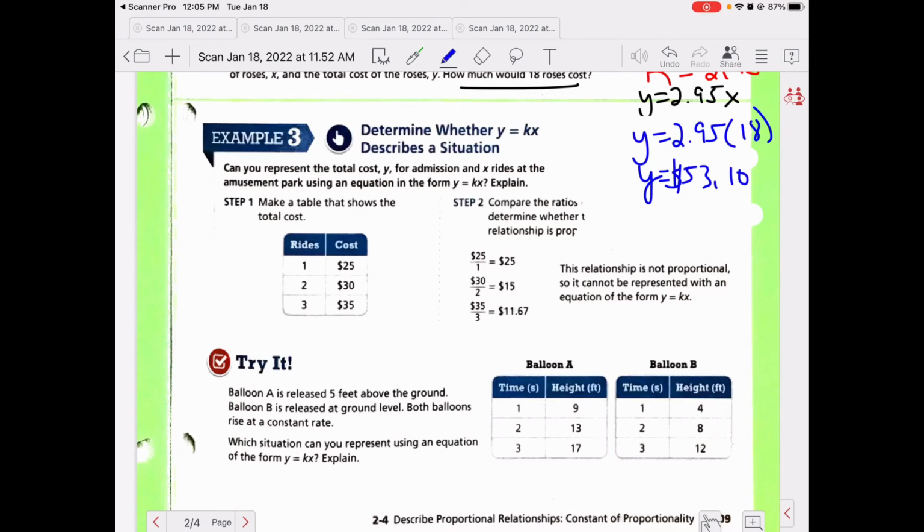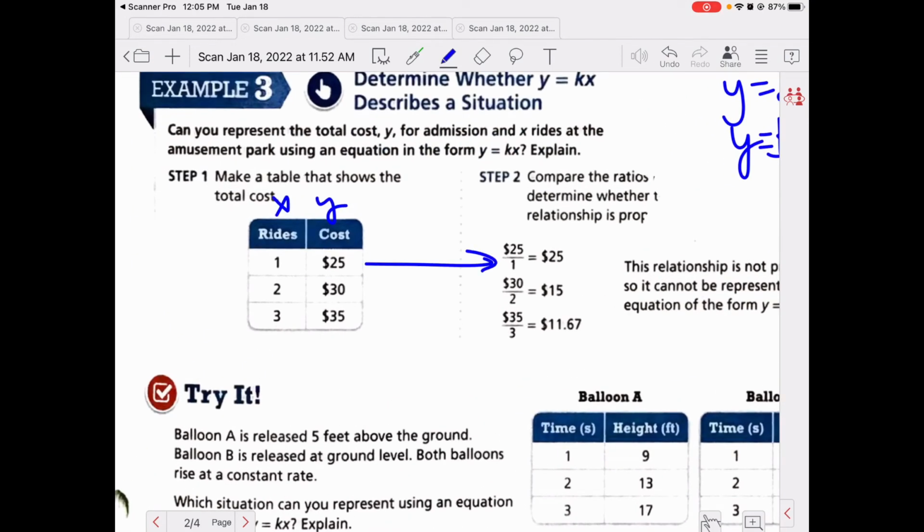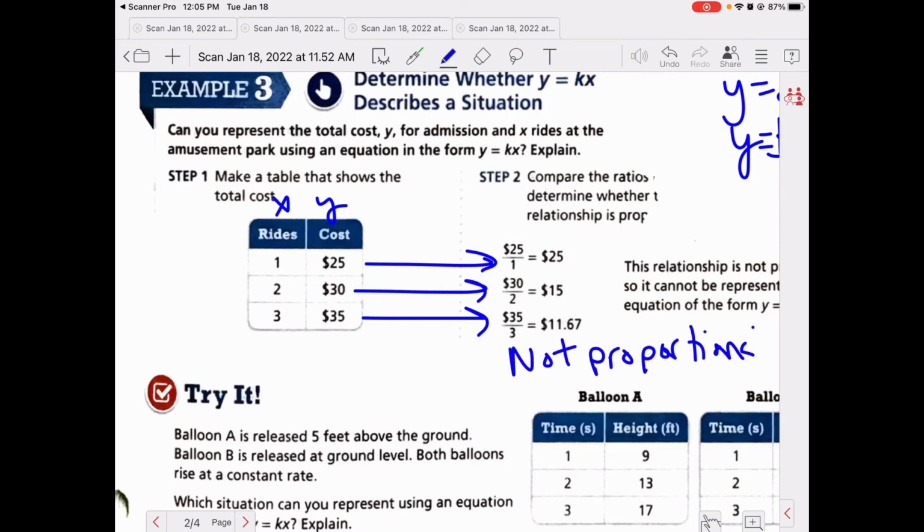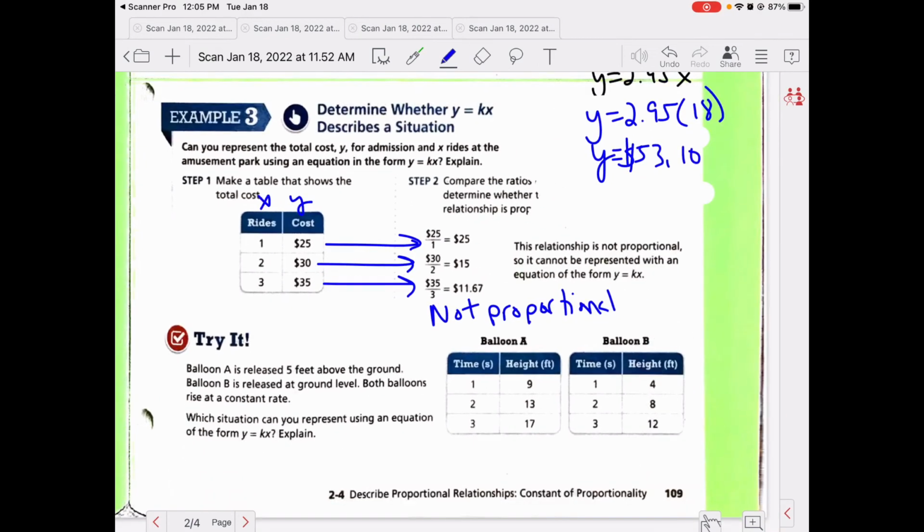Again, I need to see if this is proportional, so I'm going to do y over x. So again, this is my x column, this is my y column. Well, 25 over 1 is 25. 30 over 2 is 15. Ooh, that doesn't work. 35 over 3 is $11.67. This is not proportional, right? Okay, so therefore, if it's not proportional, I cannot write an equation for this, okay? Oh, and by the way, they're getting those numbers from the little thing that I erased with the fun fair, okay? All right.